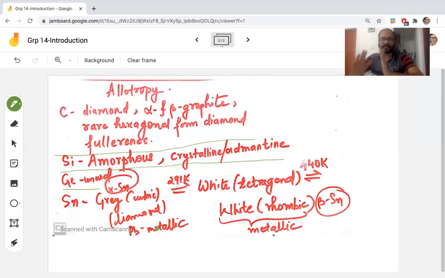So this is the basic introduction that I would like to give you regarding the group 14 elements. In the next class, we will start with the anomalous properties exhibited by carbon, and related to that, we will see some of the properties.